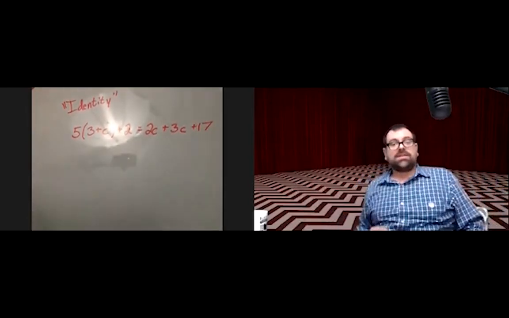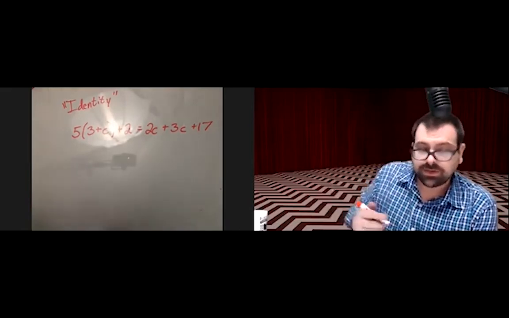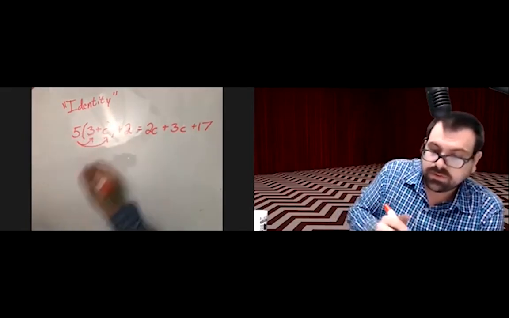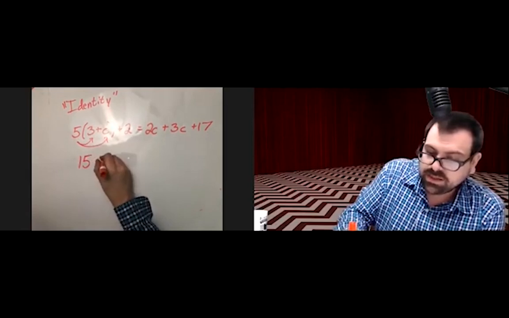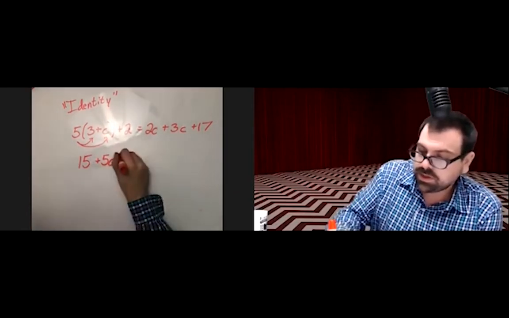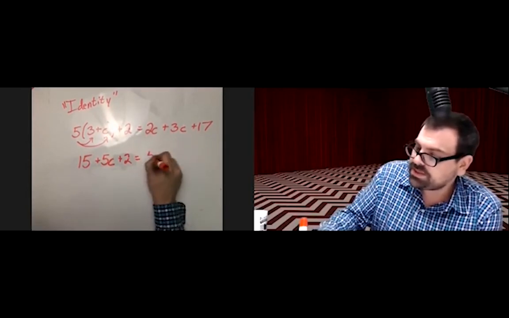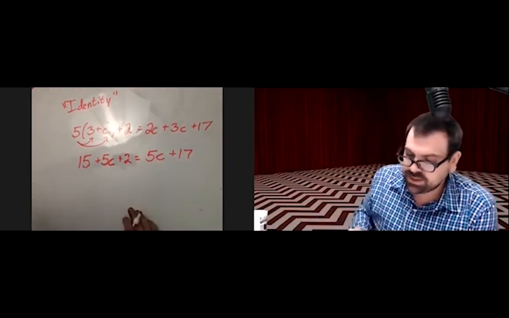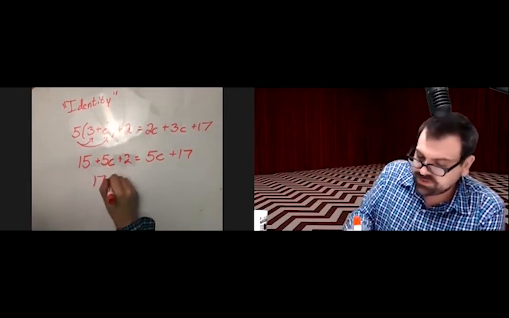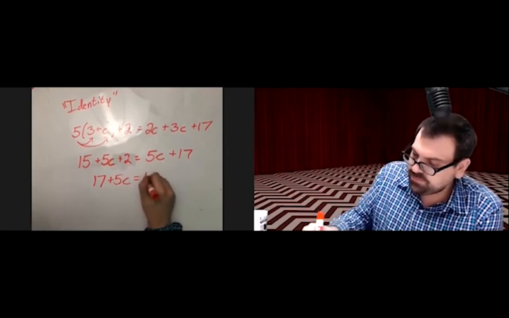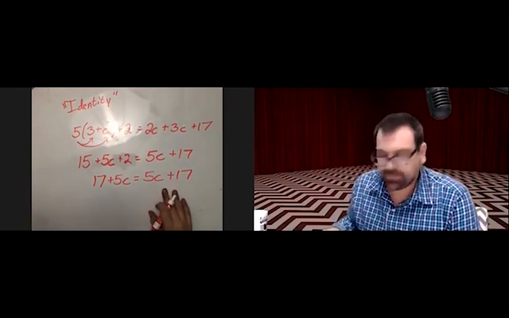Okay, let's solve this for c. Well, first we'd clear parentheses and combine like terms. So distribute. 5 times 3 is 15. 5 times c plus 2. Combine like terms here. 2c plus 3c is 5c plus 17. Still got one more thing we can combine here. 15 plus 2, so 17 plus 5c equals 5c plus 17. And maybe right here you notice this is the same.